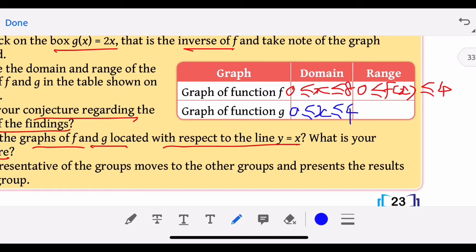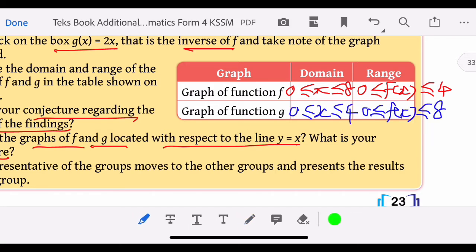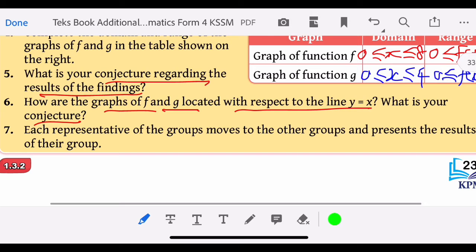And then for the function or the y value, is greater than or equal to 0 and less than or equal to 8. Okay, so please identify the domain and range of the function f and g when you do the inquiry 5.